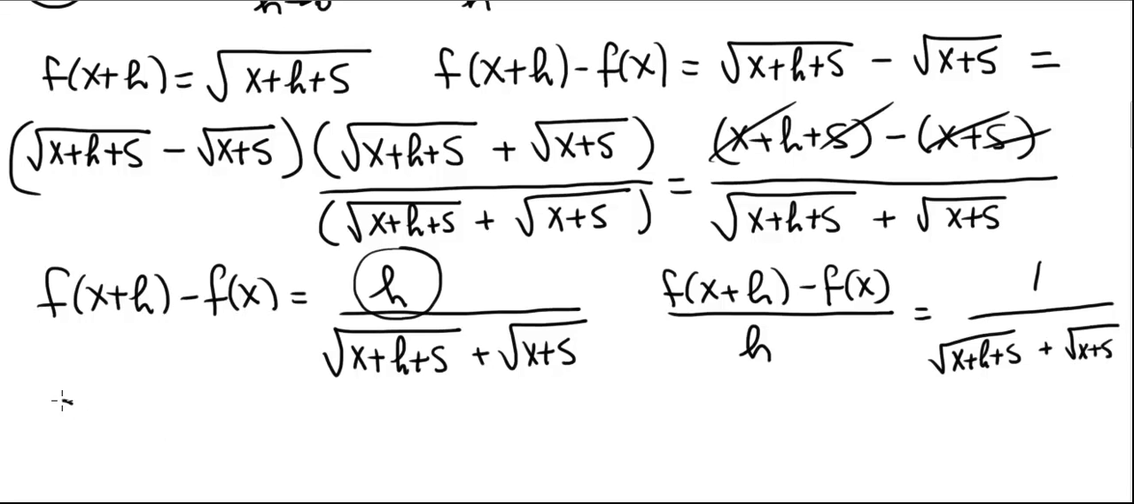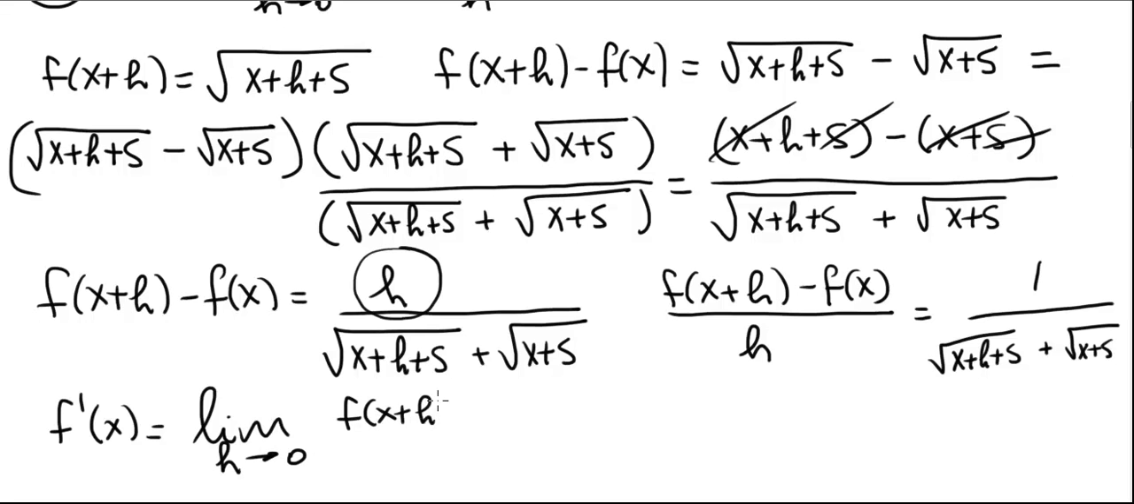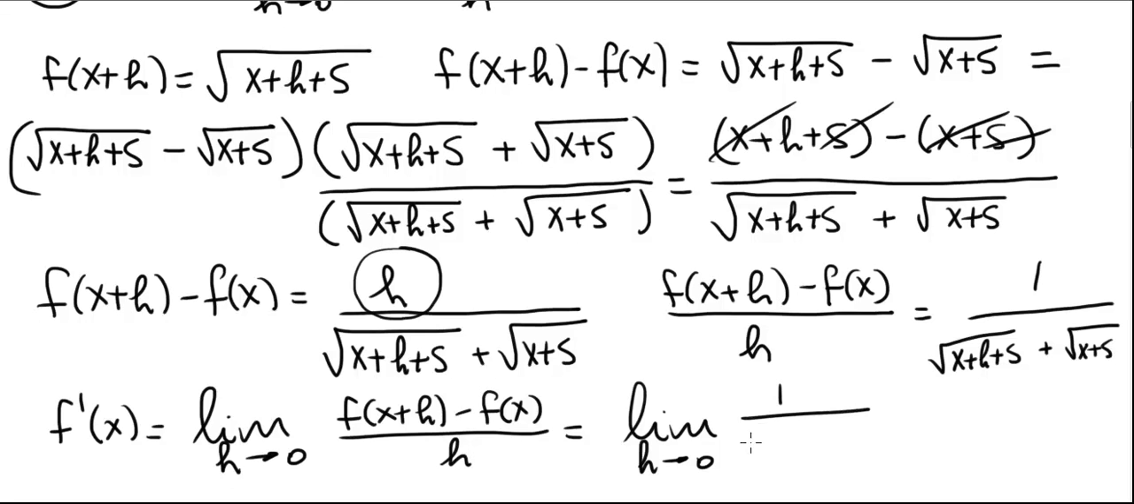And the final step is to find the derivative by taking the limit as h approaches 0 of f of x plus h minus f of x over h, which in this case is the limit as h approaches 0 of 1 divided by the square root of x plus h plus 5 plus the square root of x plus 5. There's only one h here that goes to 0, and that leaves us with 1 divided by 2 times the square root of x plus 5.